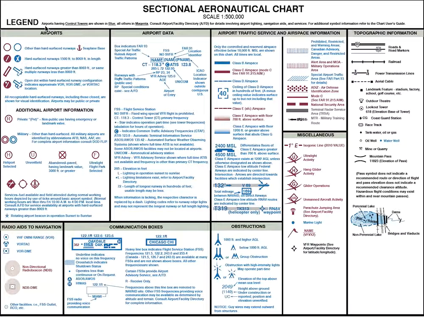If you notice here, right next to the word legend, it says airports having control towers are shown in blue, all others in magenta. Consult the airport facilities directory, also known as the chart supplement, for details involving airport lighting and so on and so forth.